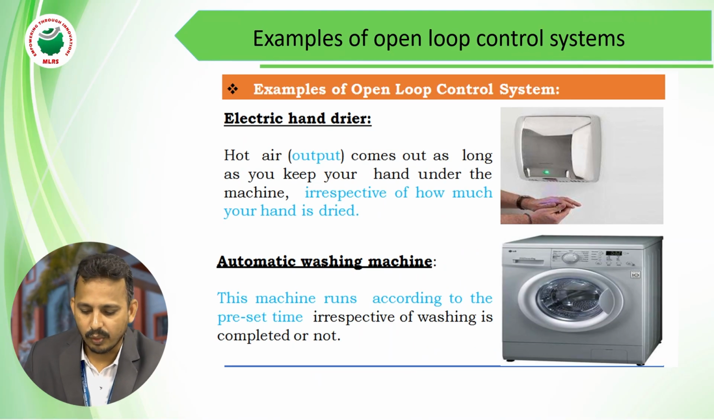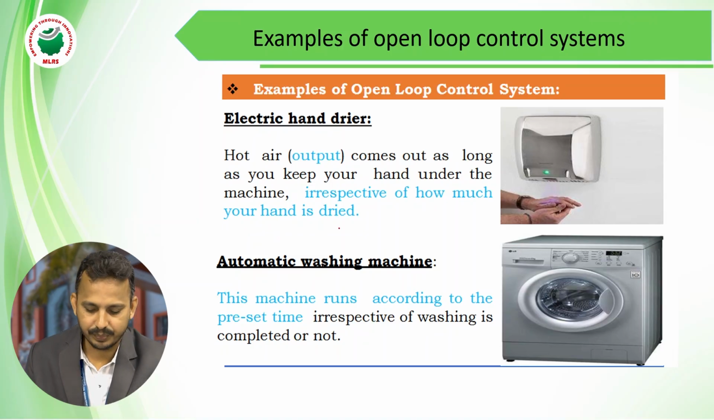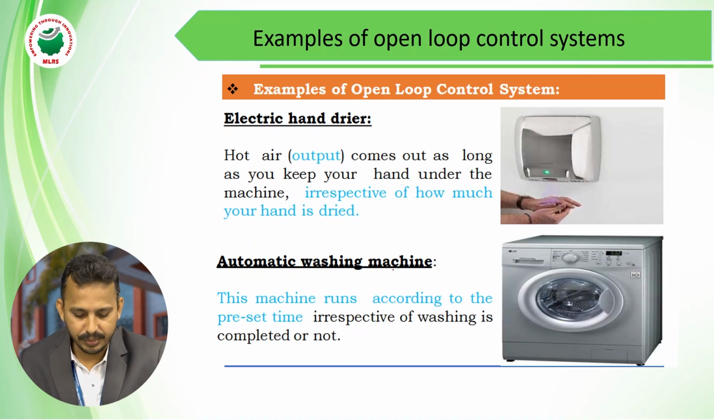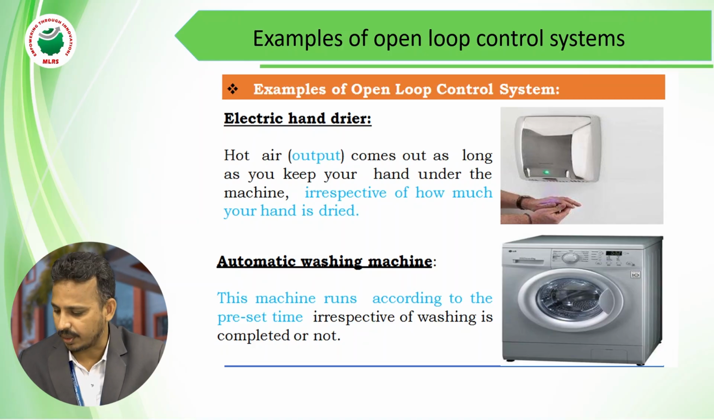Examples of an open loop control system, as I said now: electric hand dryer, hot air comes out as long as you keep your hand under the machine, irrespective of how much your hand is dried. Automatic washing machine, this machine runs according to the preset time, irrespective of whether washing is completed or not. So these are a few examples of the open loop control system.